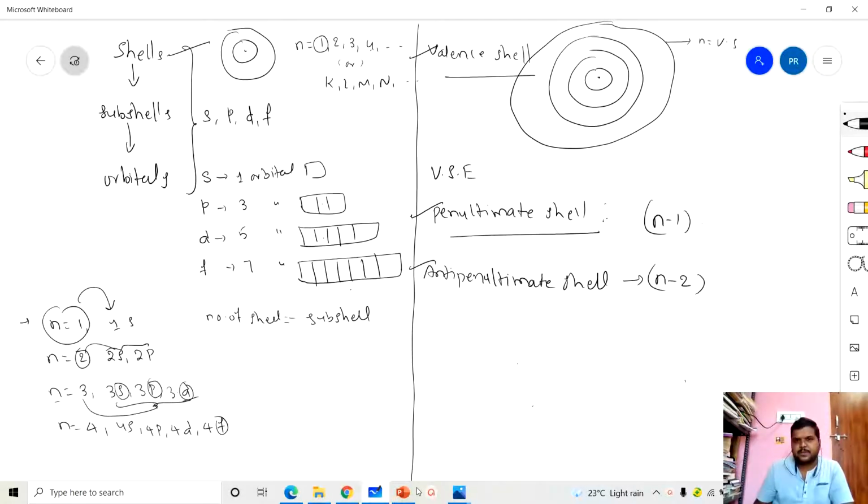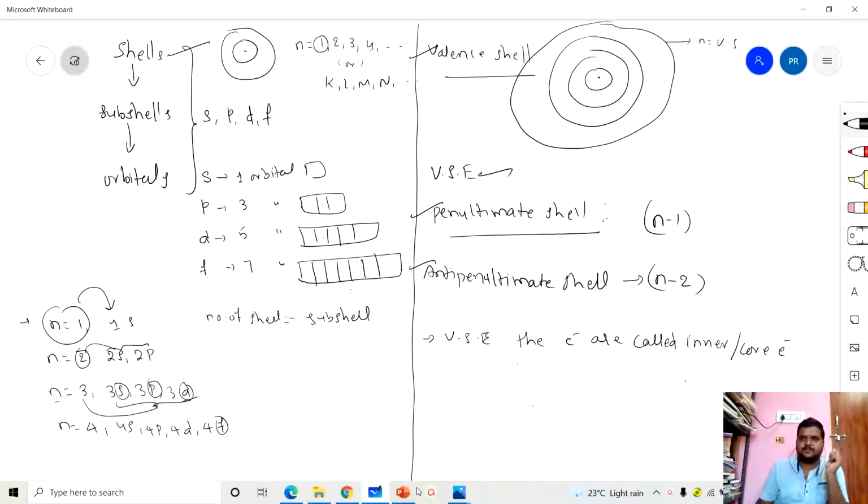The electrons other than the valence shell electrons are called inner electrons or core electrons. Is it clear?